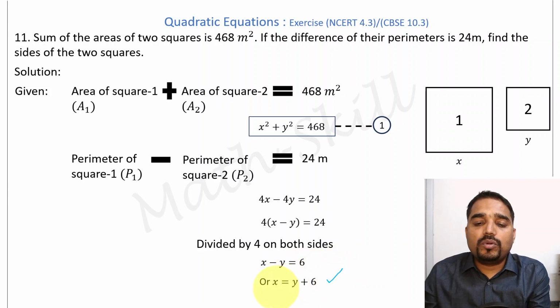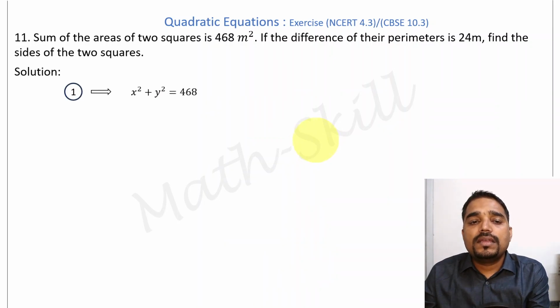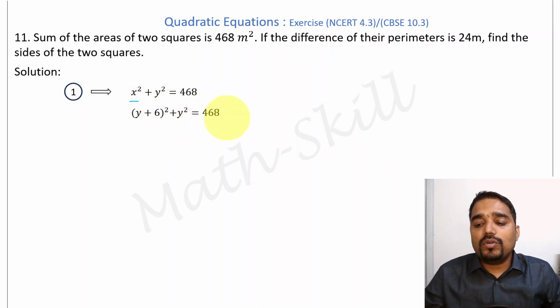Now let us substitute this x is equal to y plus 6 in the equation number 1. That is, equation 1 implies, so x is equal to y plus 6. We will use this condition we have just now got and substitute in equation 1. Equation 1 is x square plus y square is equal to 468. Now let us substitute x is equal to y plus 6. That is, y plus 6 whole square plus y square is equal to 468.